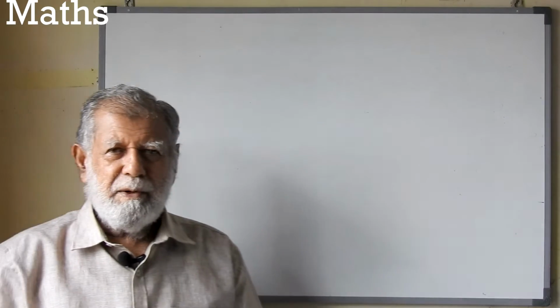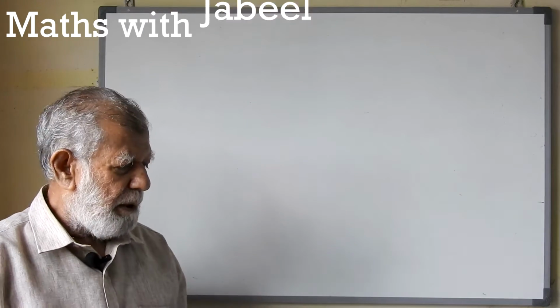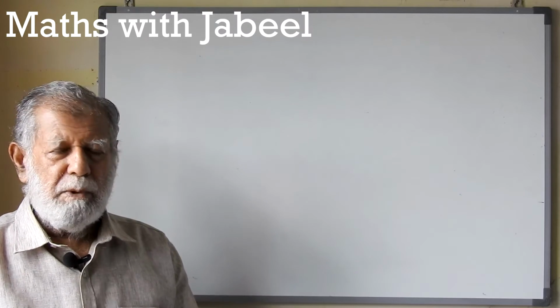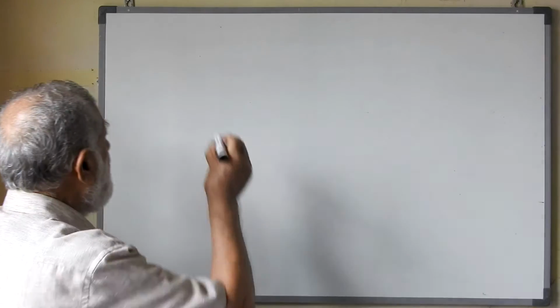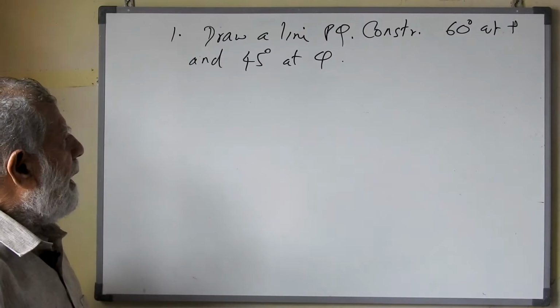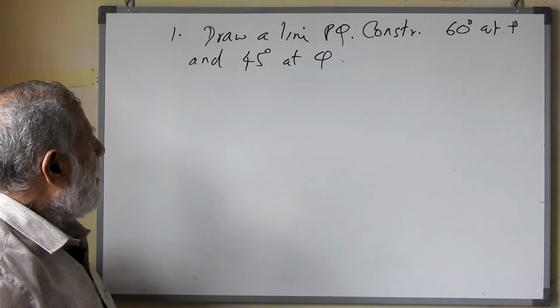Hi children, we are continuing with constructions. We have quite a lot of lessons to do on construction, so we are continuing with it. So today we will do a few problems. First of all, draw a line PQ, construct 60 degrees at P and 45 degrees at Q.